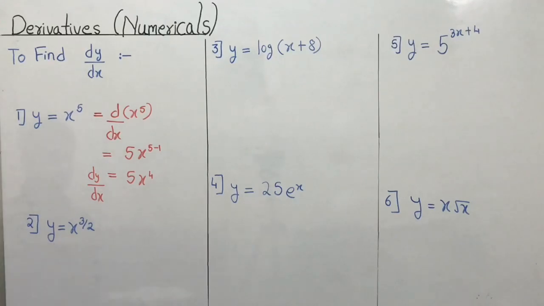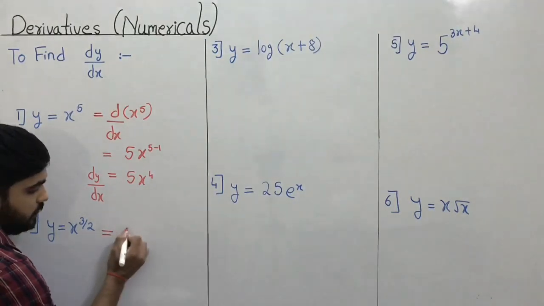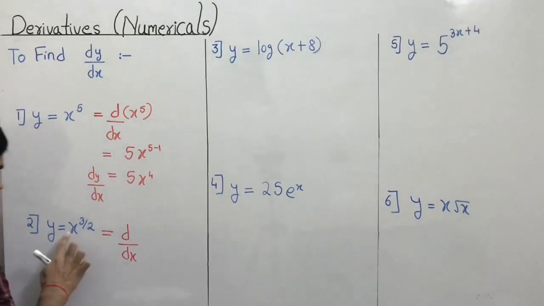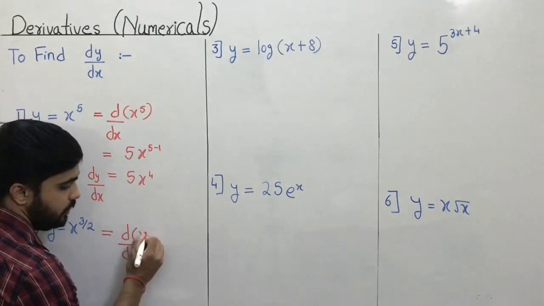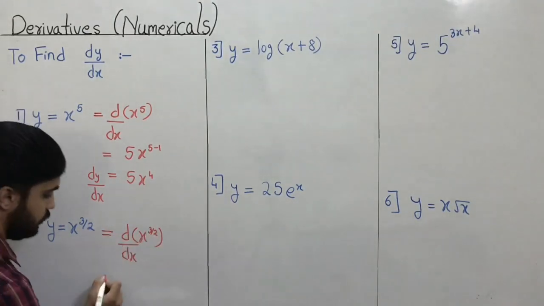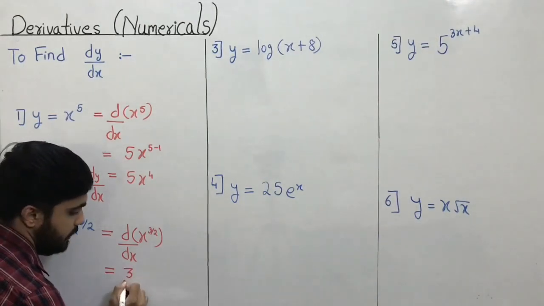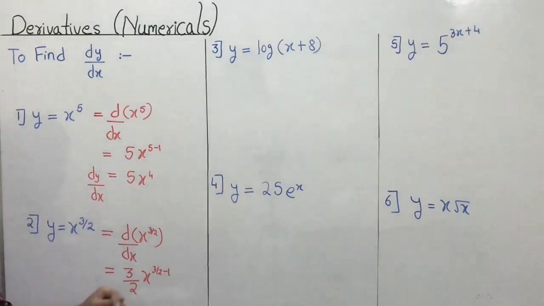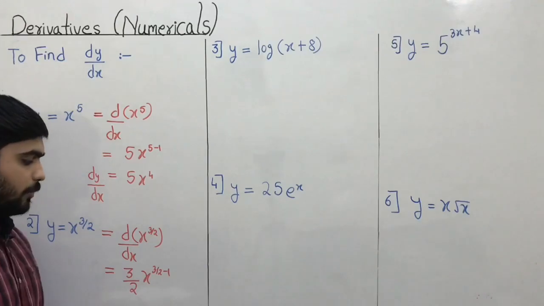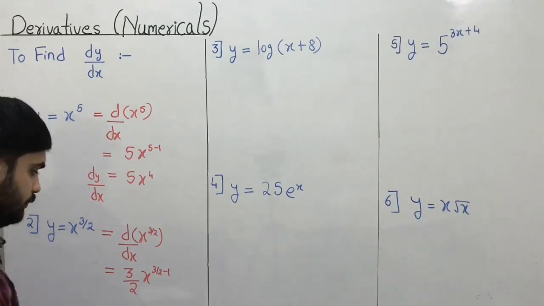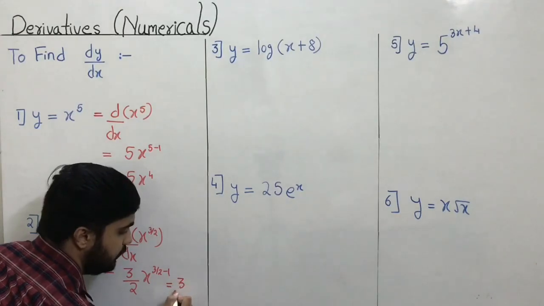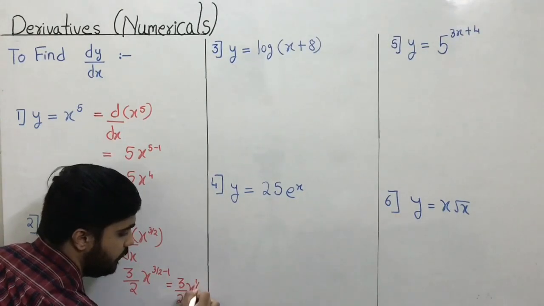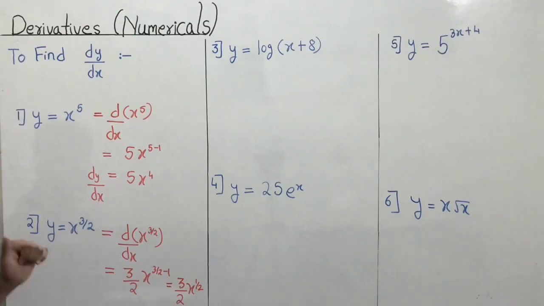Okay. Our second function is y is equal to x raised to 3 by 2. So same. d by dx of y means this function x raised to 3 by 2. So it is 3 by 2 x raised to 3 by 2 minus 1. So 3 by 2 minus 1 is 3 minus 2 upon 2, that is 1 by 2. So we can write it is equal to 3 by 2 x raised to 1 by 2. So this is our derivative of y is equal to x raised to 3 by 2.